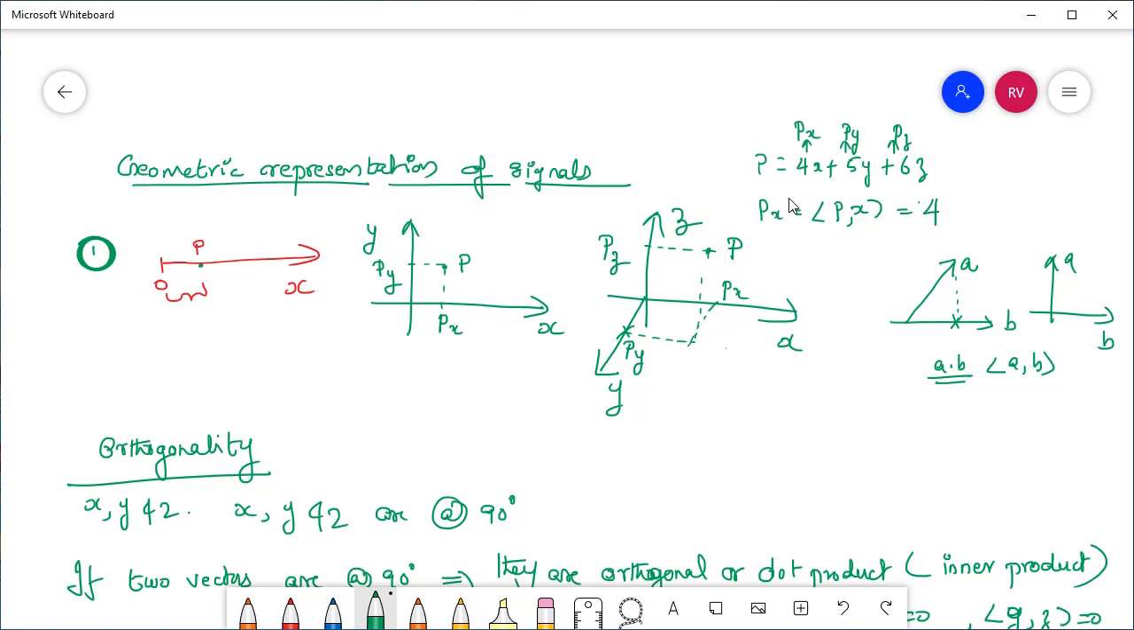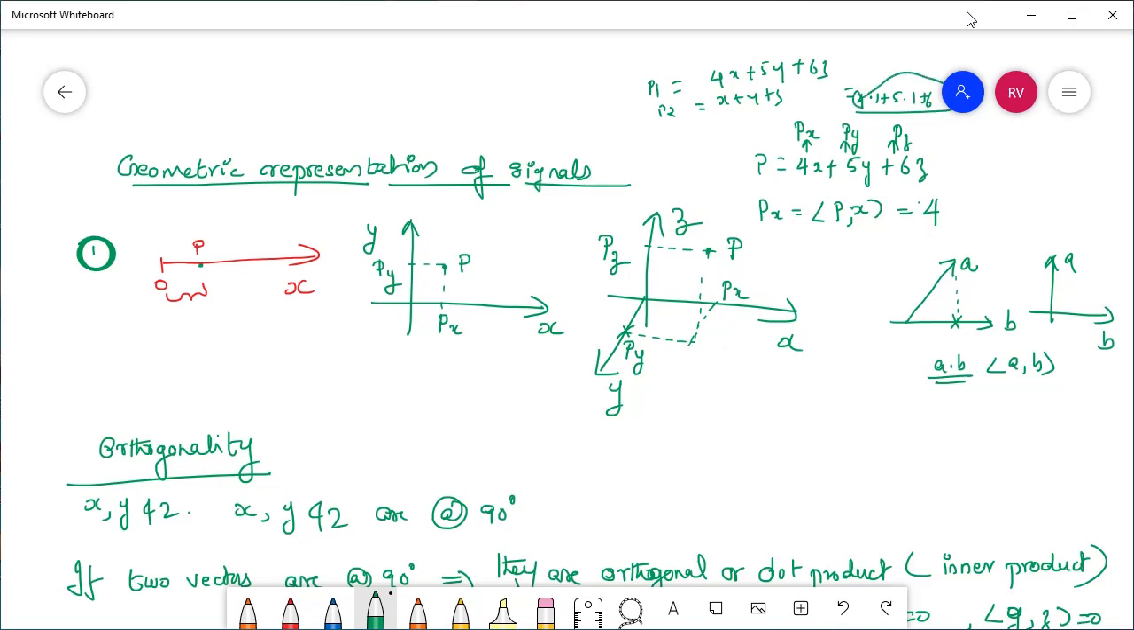Say we have two vectors, 4x plus 5y plus 6z and x plus y plus z. If you want to find the inner product, find the component of x in each, multiply, find the component of y in each, multiply, find the component of z in each, multiply, and add them together. Here 4 into 1 plus 5 into 1 plus 6 into 1, that will be the inner product.